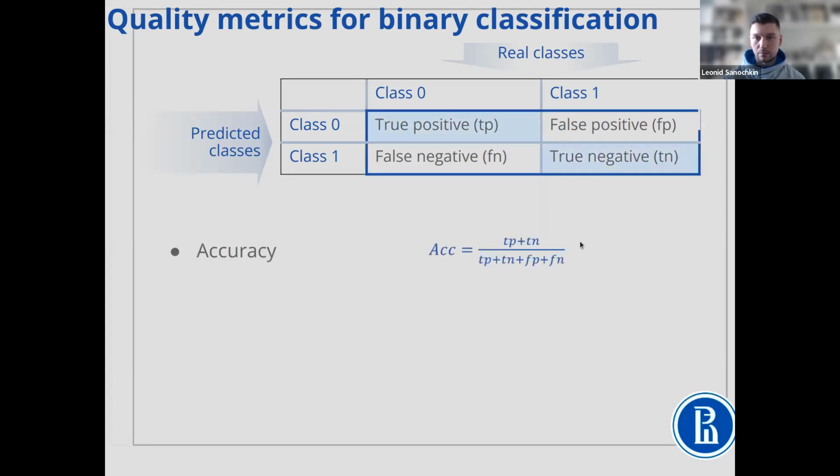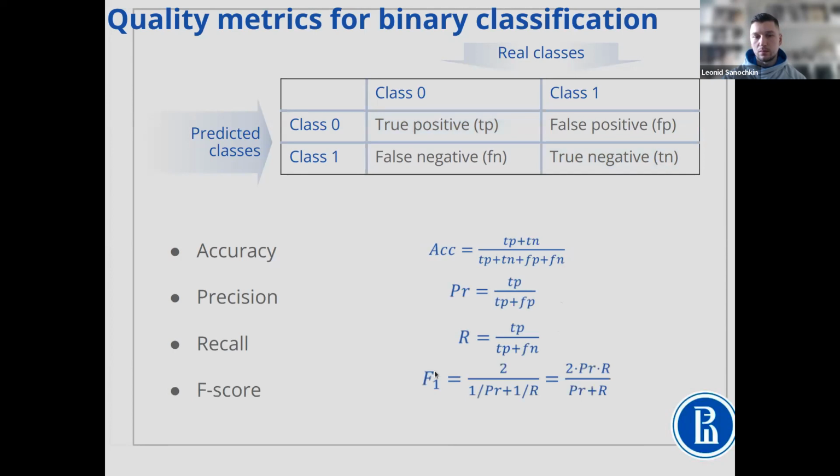And with these metrics, we can define our common metrics for classification tasks, and these are accuracy, precision, recall, and their harmonic average, which is called F measure. So these are definitions of accuracy, precision, and recall. And F measure, which is the harmonic mean of precision and recall.